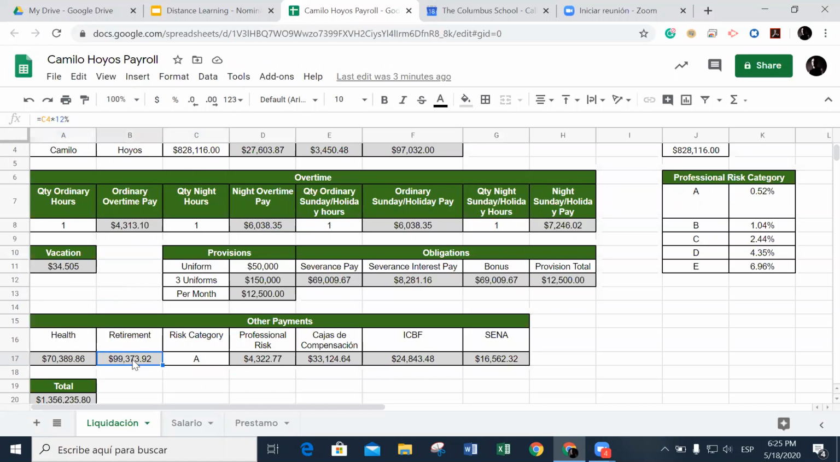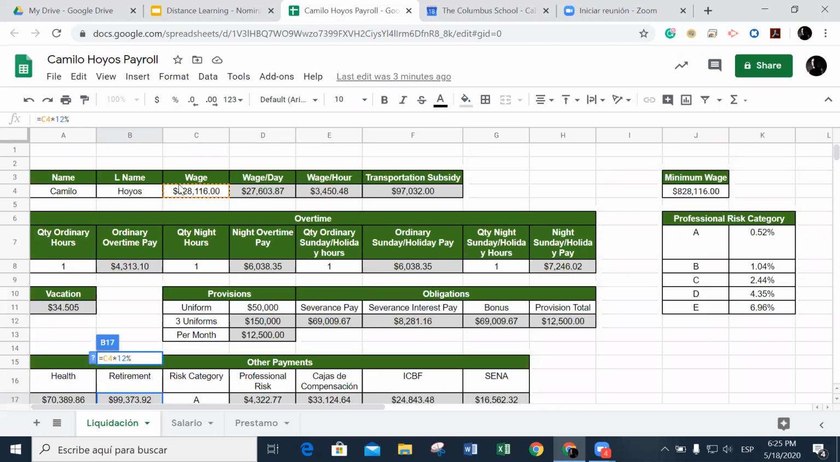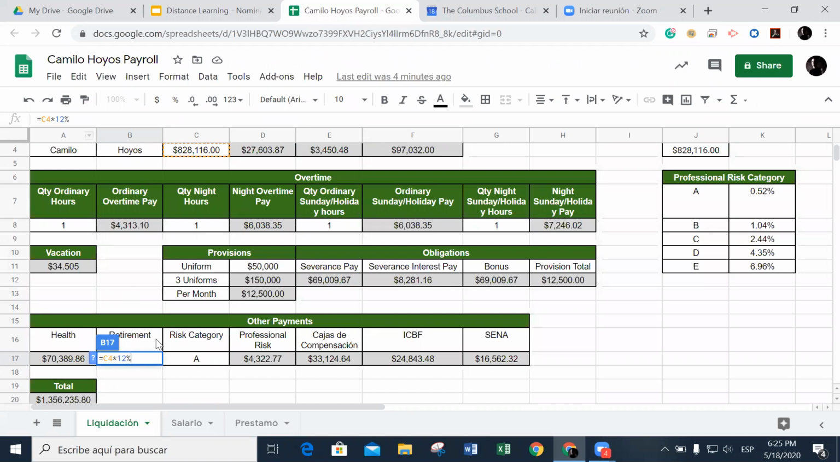Then the retirement. Now the retirement, the government says is also 12%. But of what? It's 12% of the wage. So I get the wage, multiply that by 12%, and that is the retirement that I have to put into these persons when they retire, right? Keep in mind that health and retirement is a shared cost, right? We pay a portion, we pay a percentage, but the workers also pay another percentage. And we're going to see that later in deductions. For now, just keep in mind these formulas.